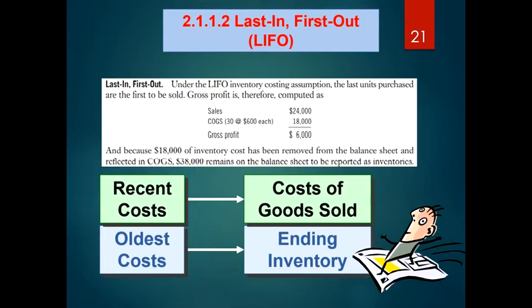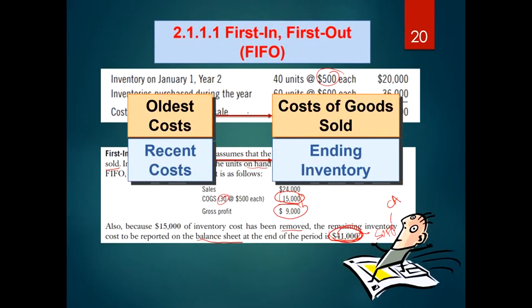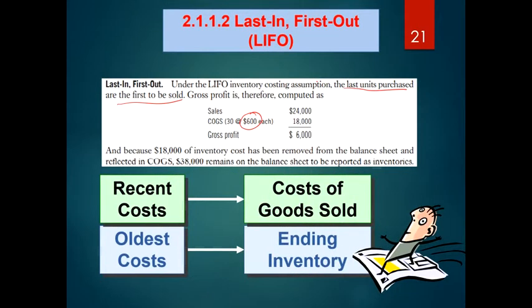Okay, so now let's go to LIFO, last in, first out. In this method, the assumption is that the last units purchased are the first to be sold. If we are still using the same example, assume that 30 units are sold during the year. Therefore, for the cost of goods sold under LIFO, we will take the $600 ones, because it is last in, first out.